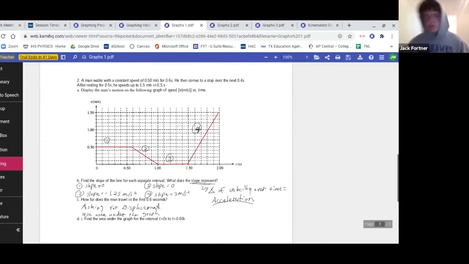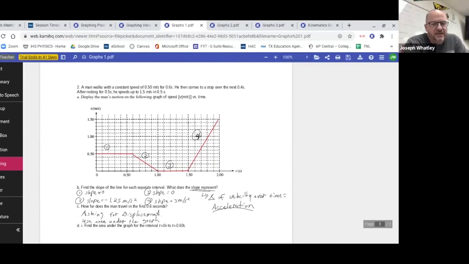Let's go to the second page. So the second page is a little bit different. This one we're actually graphing the velocity based on the story. It says a man moves with a constant speed of 0.5 meters per second for 0.6 seconds. So if it's a constant velocity, it's flat, right? It's not changing. Constant velocity 0.5 for 0.6 seconds.